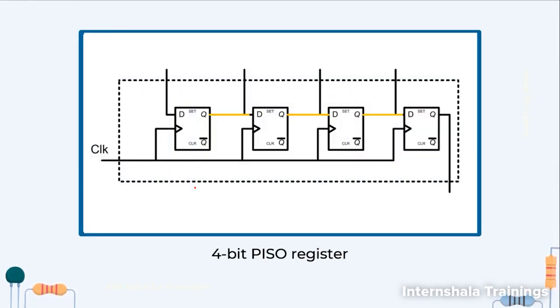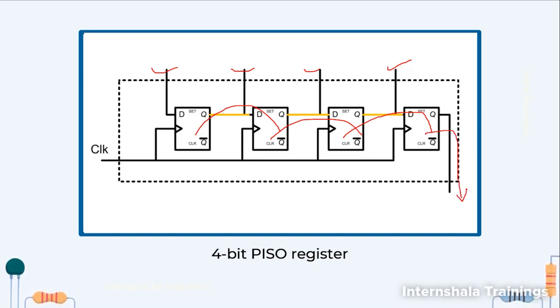The next combination that we have is parallel in, serial out. That means we can load the data in parallel. In 1 clock cycle, I can load all 4 bits. But if I want to read my output, then I need to shift the data one by one, and in 4 clock cycles I will receive my 4 bits. So this is parallel in, serial out.